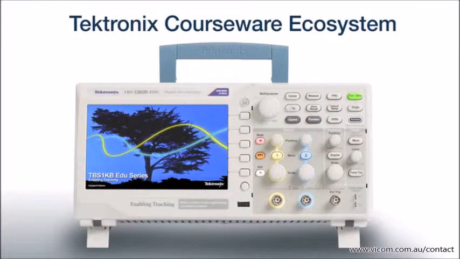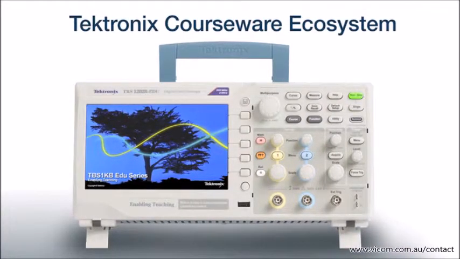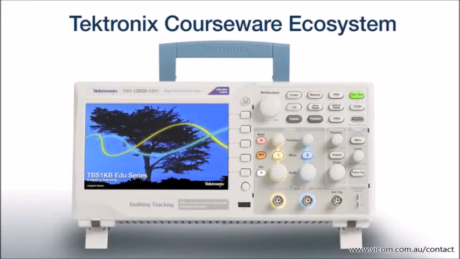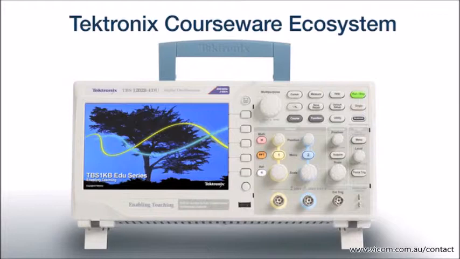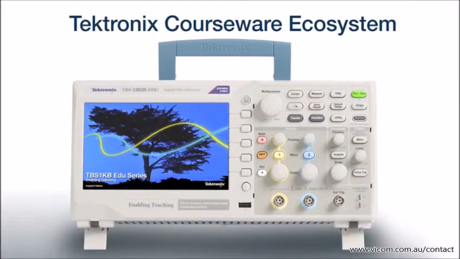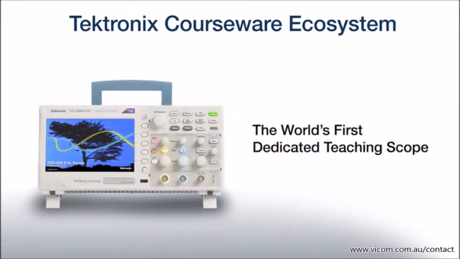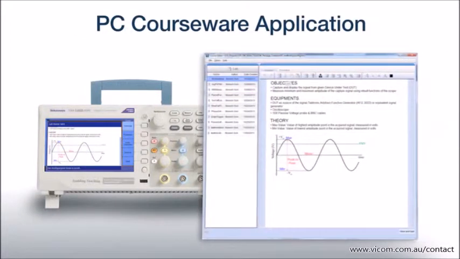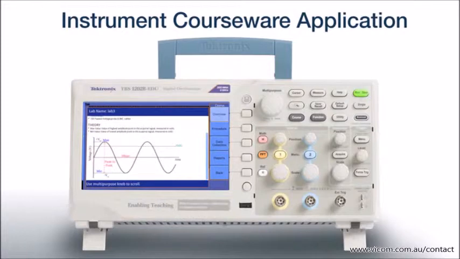In a teaching setting, one of the major challenges is being able to share clear and concise lab instructions with students. Tektronix solved this problem by designing the TBS1000B-EDU, the world's first dedicated teaching scope, and creating a complete courseware ecosystem for educators. Lab material created with a Windows-based Courseware application can be loaded directly onto the instrument. Students can then review the lab objectives, perform step-by-step lab instructions, collect data, and generate reports, all on the oscilloscope.